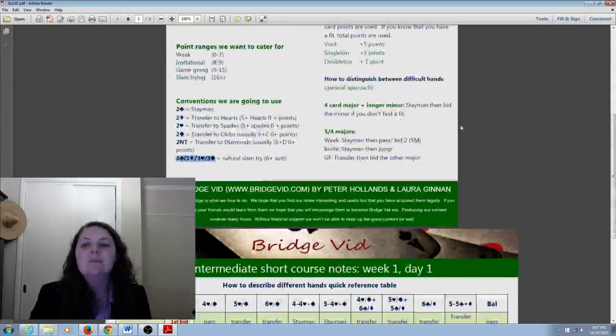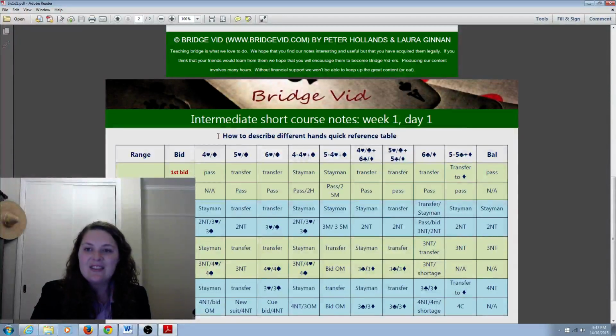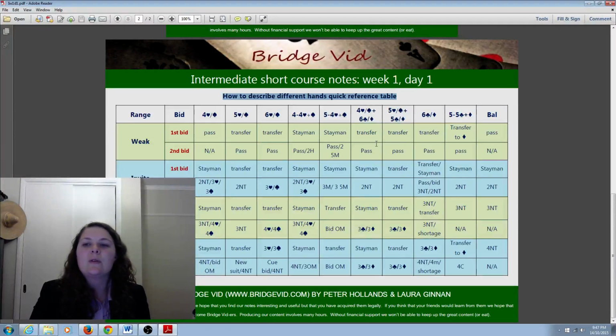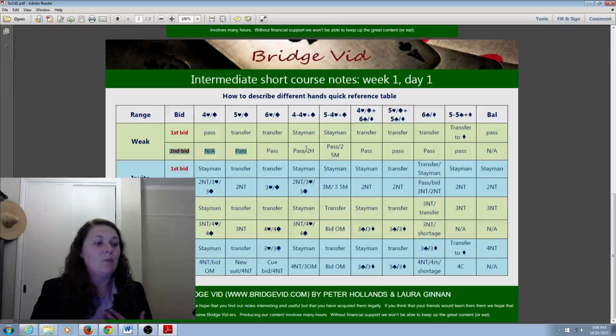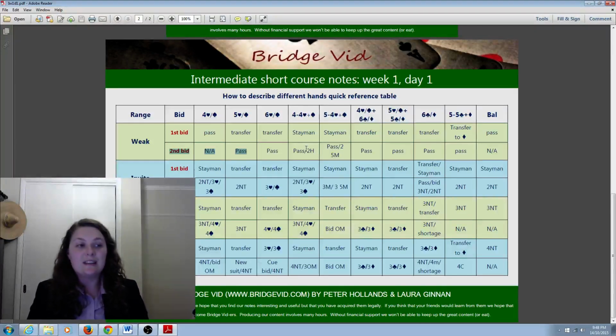Now on the second page you have a nice how-to-describe-your-hands quick reference table. This one's sort of your cheat sheet. What you do with this quick reference table is you find what shape you are. So for instance, are you a hand with 5 hearts or 5 spades? Then you go down to your point range and you'll be able to find out what you do at your first bid and then subsequently what you do at your second bid. And again, this is something that by the end of the course you're going to fully understand.